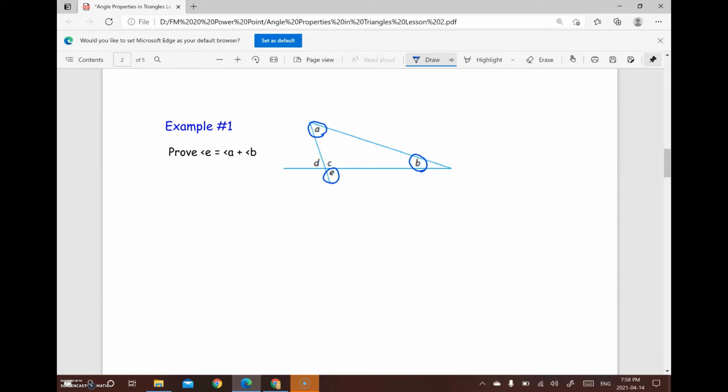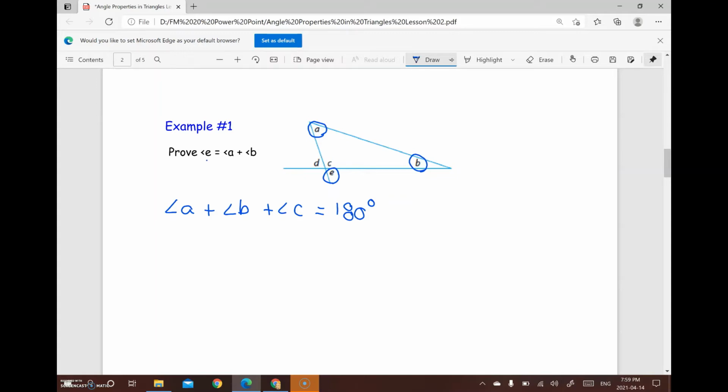So what are some things that we know about triangles? Well, we have angle A, B, and C, which are all inside the triangle, and we know that those three angles add up to 180. And we also learned about supplementary angles. So two angles that create a straight line add up to 180.